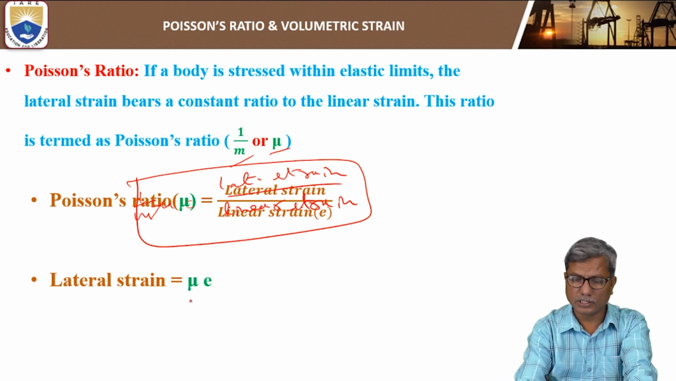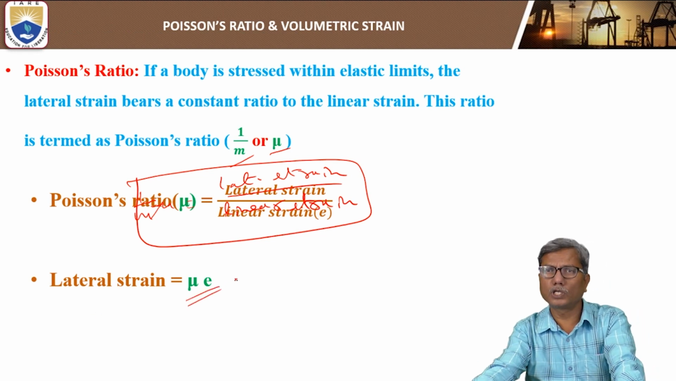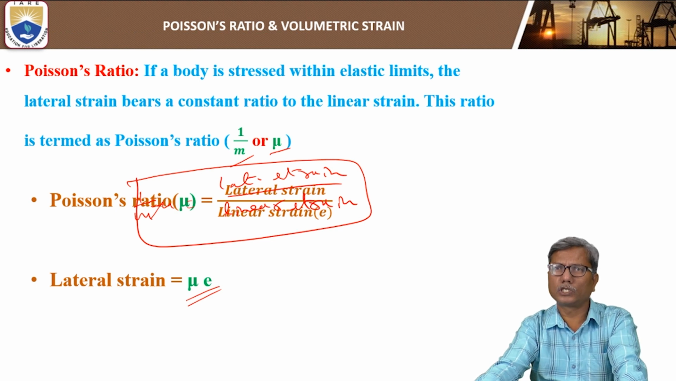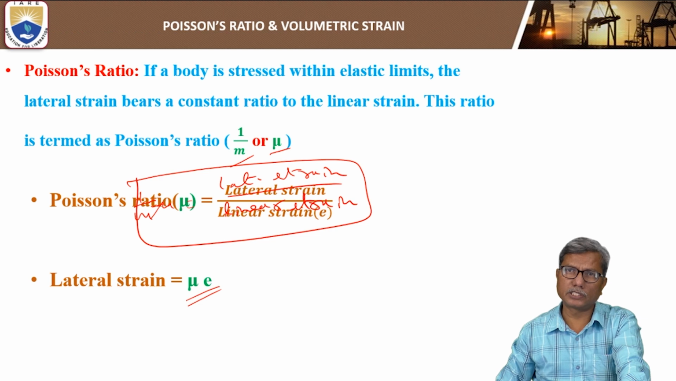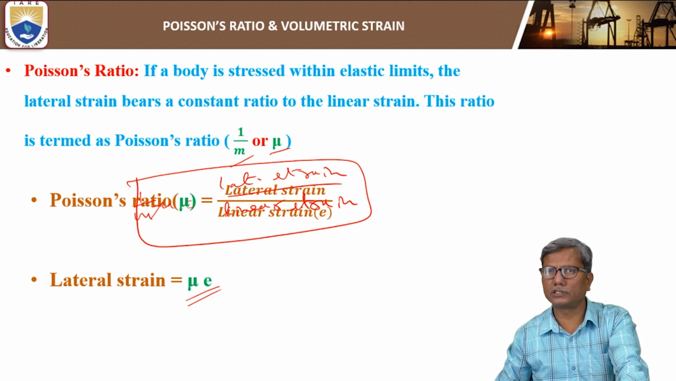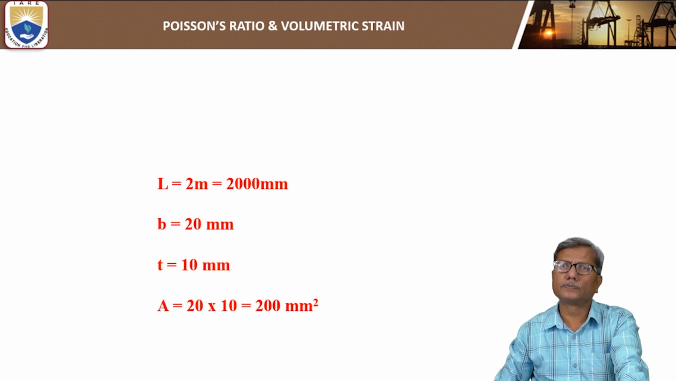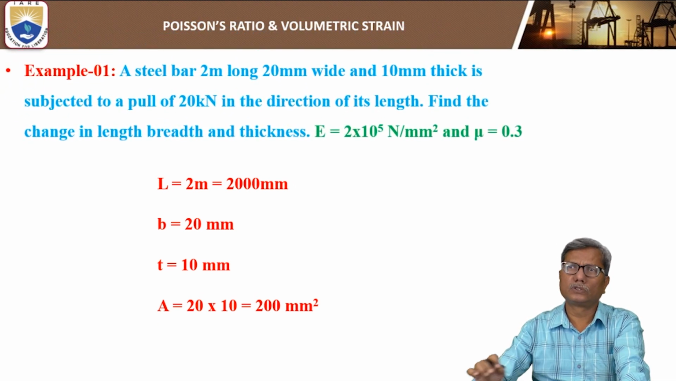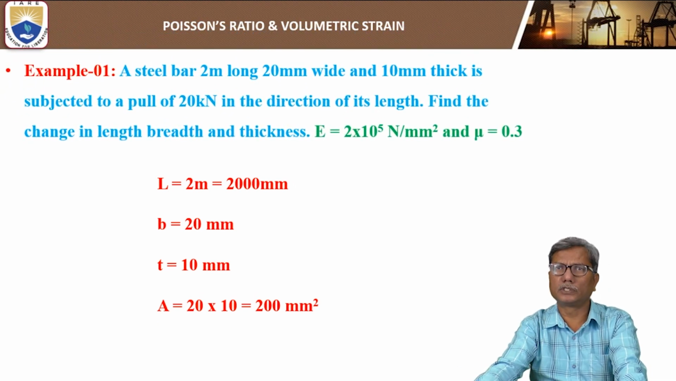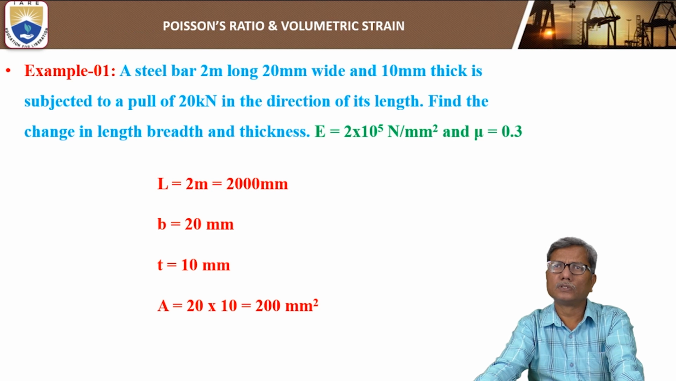So the lateral strain is now mu times linear strain. Okay, lateral strain is mu times linear strain. Okay, so let us see some numerical example here.